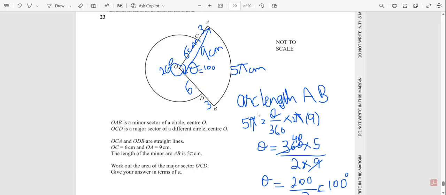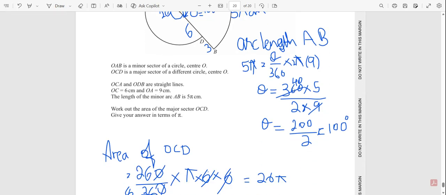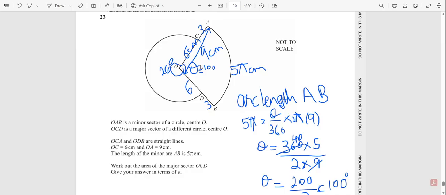Arc length AB is given as theta over 360 into 2 pi r. r is 9 and the arc length is given to be 5 pi. So theta is 360 into 5 over (2 into 9). 9 ones are 9 and 9 40s are 360. 40 into 5 is 200, and 200 over 2 is 100. So if this is 100 degrees, this is 260 degrees, because the sum of the angles at a point is 360 degrees. So 360 minus 100 is 260 degrees.